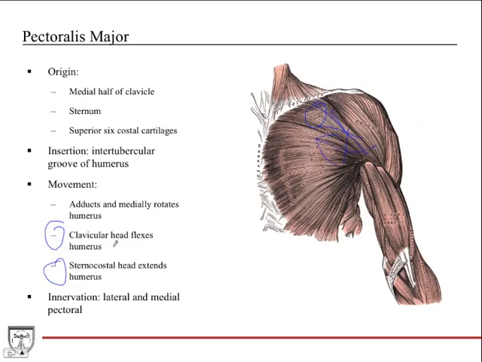That's flexion. The sternocostal head, so we have that here. This is this portion right here. And when it contracts, it helps extend the humerus. And then the innervation is the lateral and medial pectoral nerve, and we'll talk about those nerves and their spatial relationships in the nerve section of the shoulder.